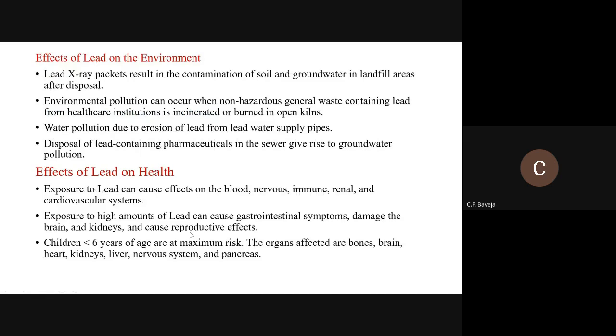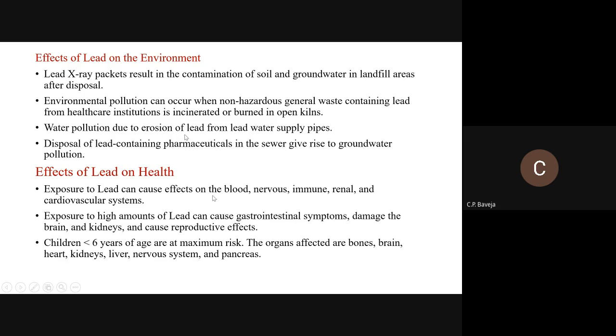Effects of lead on the environment. Lead X-ray packets result in the contamination of soil and groundwater in landfill areas after disposal. And environmental pollution can occur when non-hazardous general waste containing lead from a healthcare institution is incinerated or burned in open kilns. If general waste maybe containing lead is burned or incinerated, then environmental pollution occurs.